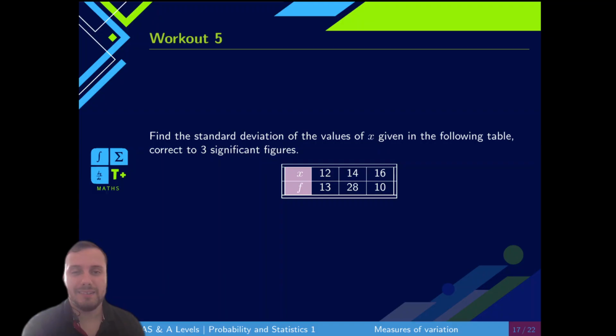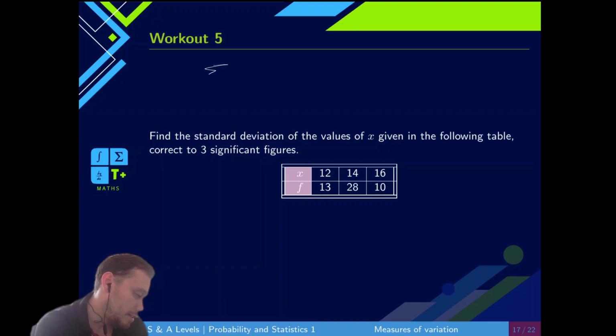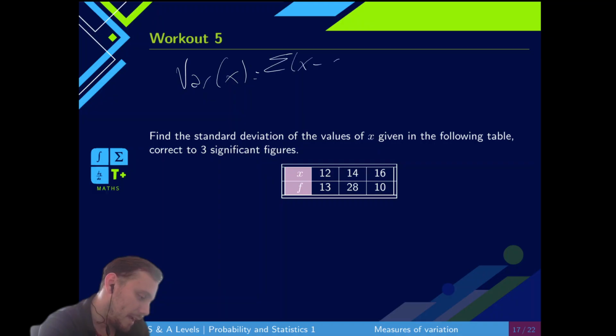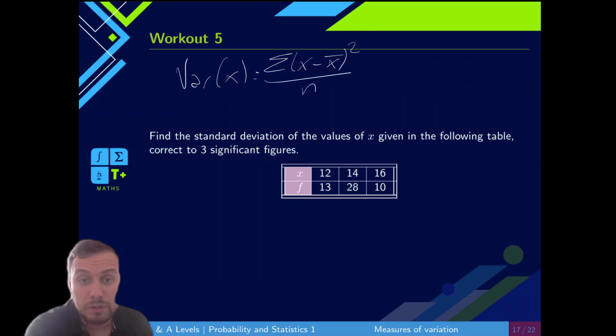Now, yes, let's look at the example and see how we can work with this. We have: find the standard deviation of the values that we have here. So I'm going to show you two processes that we can do, and then you can choose the one that you prefer. The first method will be using the formula that I'm going to write down here. The variance of x is going to be equal to the sum of (x minus the mean) squared, over n. So observe that the first thing we need to do is find the mean, right? Because we have to use the mean.